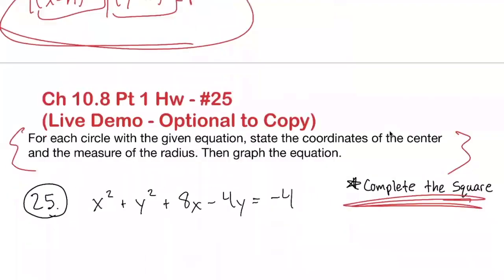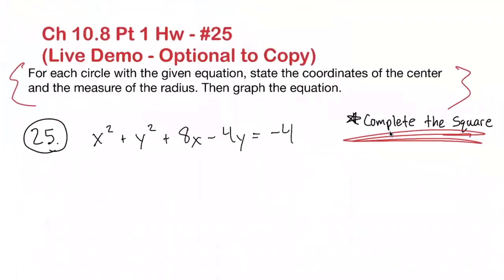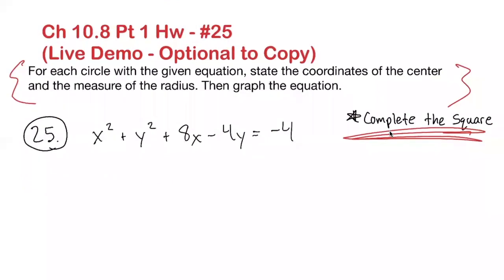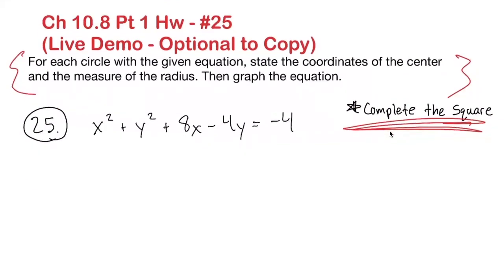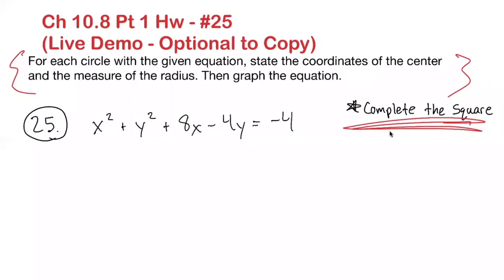So let's get some practice with this. Here's a live demo of number 25, a homework problem. You have this set up. Your first step when completing the square is to keep in mind your goal. You want a circle equation. This is your goal in the end: you want to get to this point, equals r squared, where r is the radius.